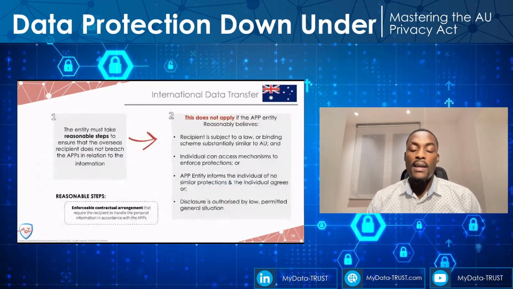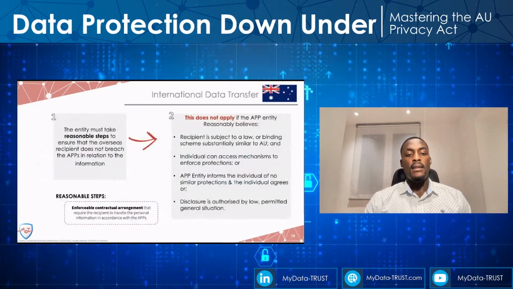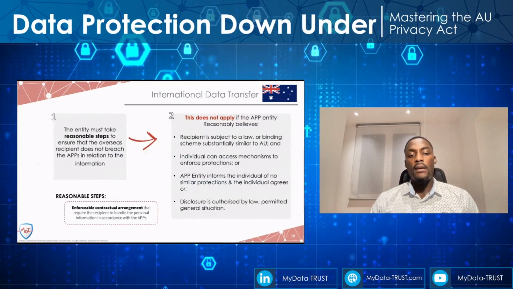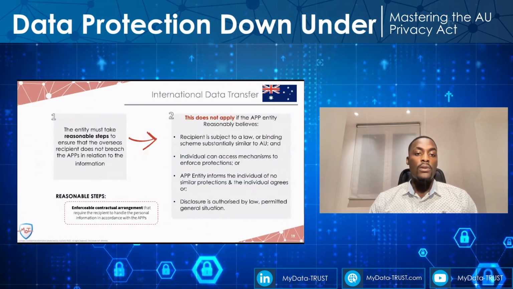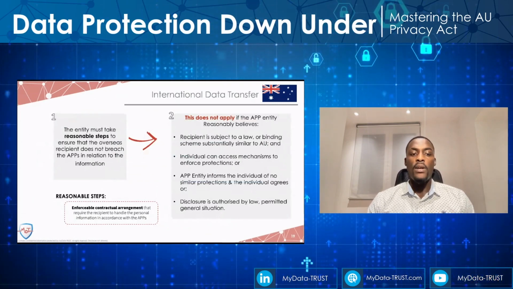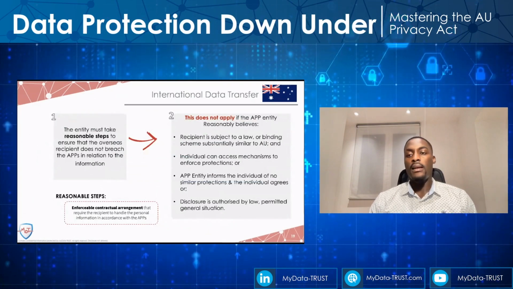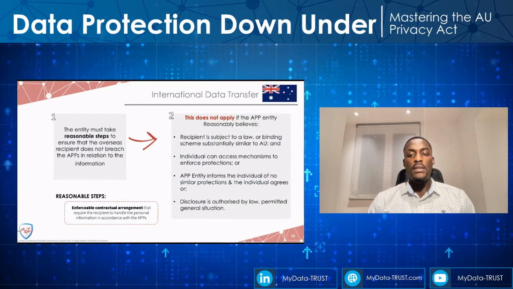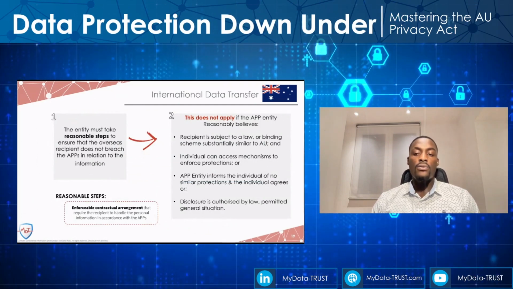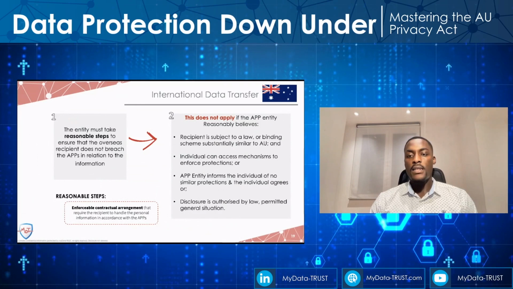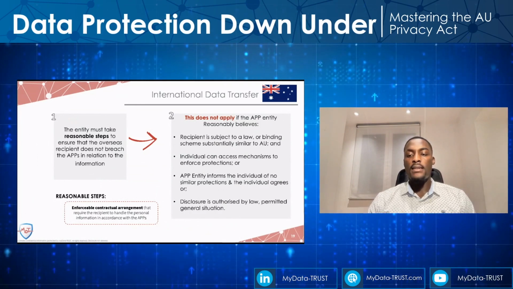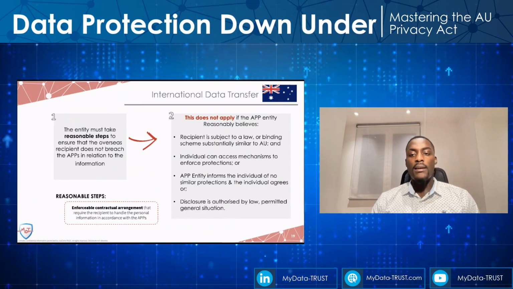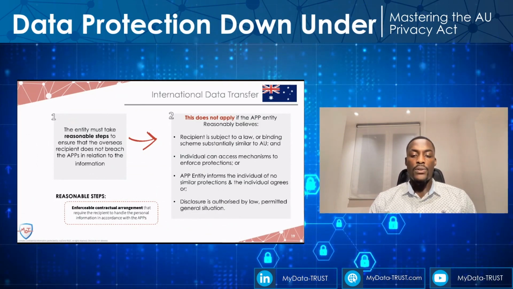Another main requirement regarding international data transfer is that before disclosing any personal information outside of Australia, your organization must take reasonable steps to ensure that the overseas recipient will handle personal information in accordance with the Privacy Act. But this does not apply if your organization reasonably believes that the recipient is subject to a law or binding scheme substantially similar to the Privacy Act, and individuals can access mechanisms to enforce the protection.